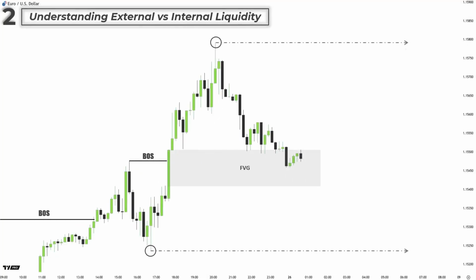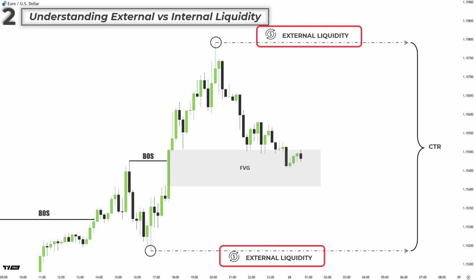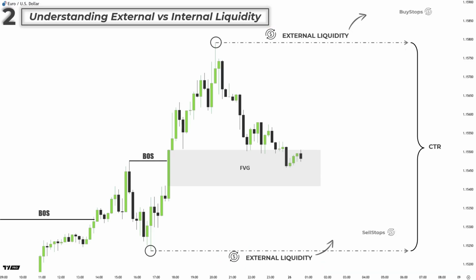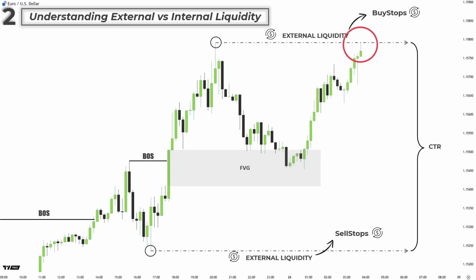External liquidity exists outside the trading range. You'll typically find it above major swing highs or below major swing lows, exactly where retail stop losses are resting. These are the areas smart money uses to manipulate the price. Your trading range high and trading range low are the most important external liquidity levels you need to pay attention to. Why? Because they're the closest external liquidity pools to the current price, and price is far more likely to target one of them first before doing anything else. Keep this in mind.